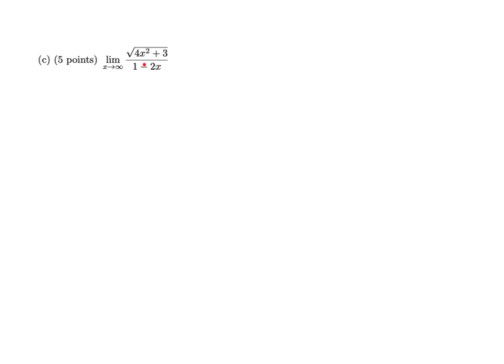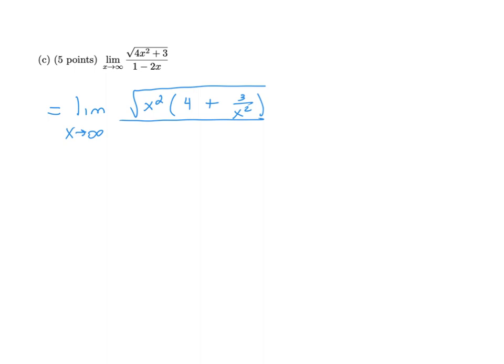To figure out this limit, I want to somehow remove this x squared from within the root. So my first step is, this is the limit as x approaches infinity of, if you factor an x squared out of both terms in the numerator, you are left with 4 plus 3 over x squared. And the reason is, if you multiply this back, you get 4x squared. And if you multiply this here, the x squareds cancel, and you'd have just a 3. Then we divide by 1 minus 2x.